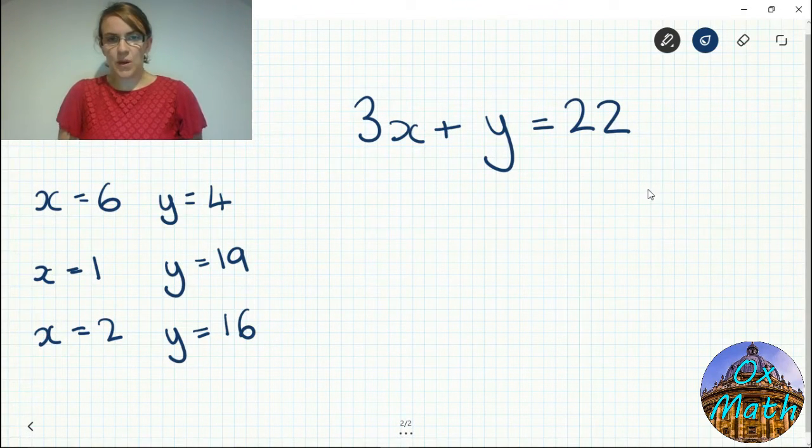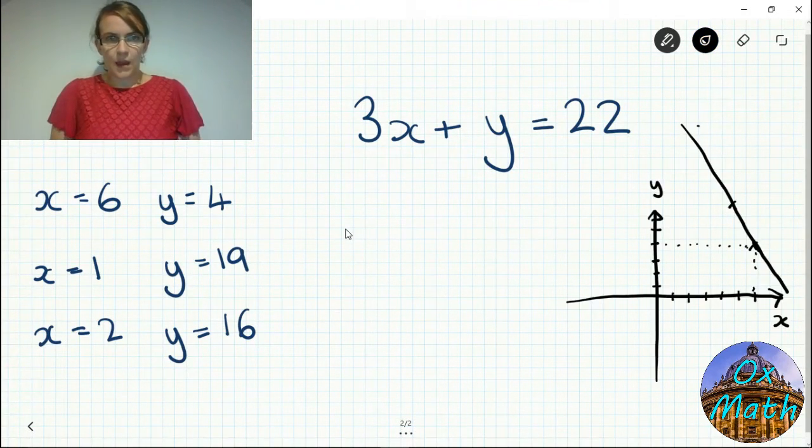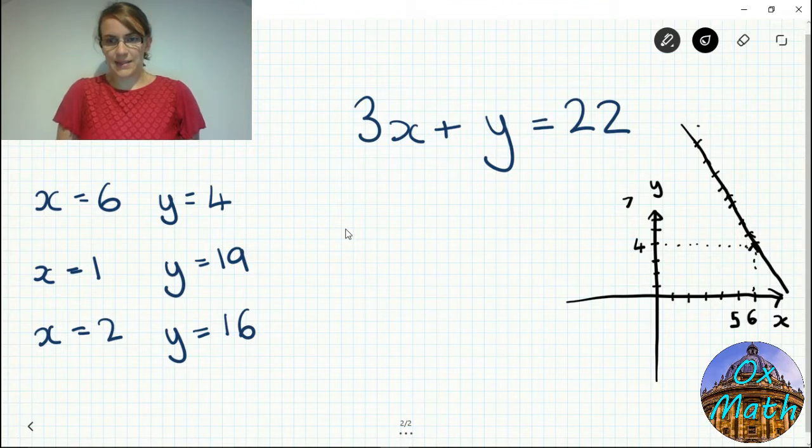And if we wanted to, we could even plot the results on a graph to show all the possible solutions in a particular range. Now I've done a quick sketch of the graph over here just to show you roughly what I mean. But for example, this solution here corresponds to the value x equals 6, where y equals 4. If we were to choose the value x equals 5, we would have 15, so we'd need to add on 7 to get our 22, so y would be 7. So all the points on this graph correspond to a pair of values that work in this equation.